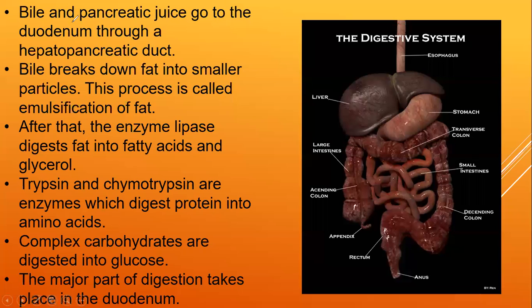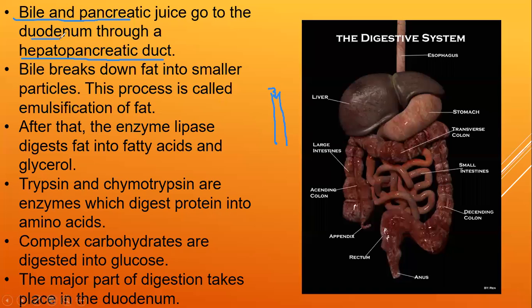Okay. Bile and pancreatic juice go to the duodenum through the hepatopancreatic duct. So from each part to the next part, we need a specific duct or a specific vessel to carry these secretions. Am I right? For example, from the mouth, the food goes to the stomach with the help of the esophagus. Am I right? The esophagus passes the food from the mouth to the stomach. And like this, bile and pancreatic juice go to the duodenum.